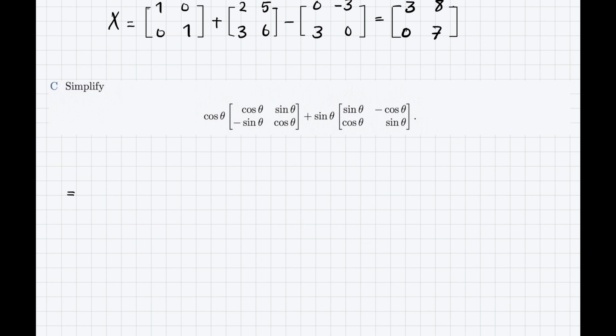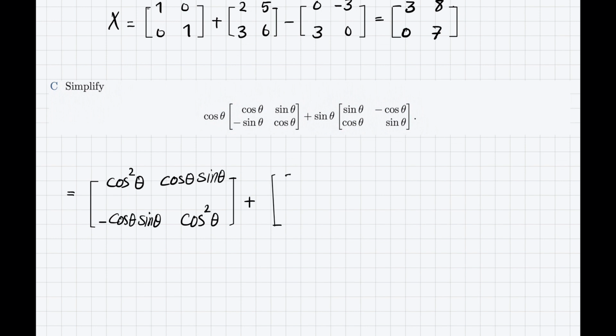Okay, so first I multiply this cosine inside, yes? If I multiply this, it becomes cosine squared theta. The other entry becomes cosine theta multiplied by sine theta. The other one becomes negative cosine theta sine theta. And the other one becomes cosine squared theta again. Okay, and the other one, if I multiply this, it becomes sine squared theta, minus sine theta cosine theta, and then sine theta cosine theta, and finally sine squared theta. Yes?